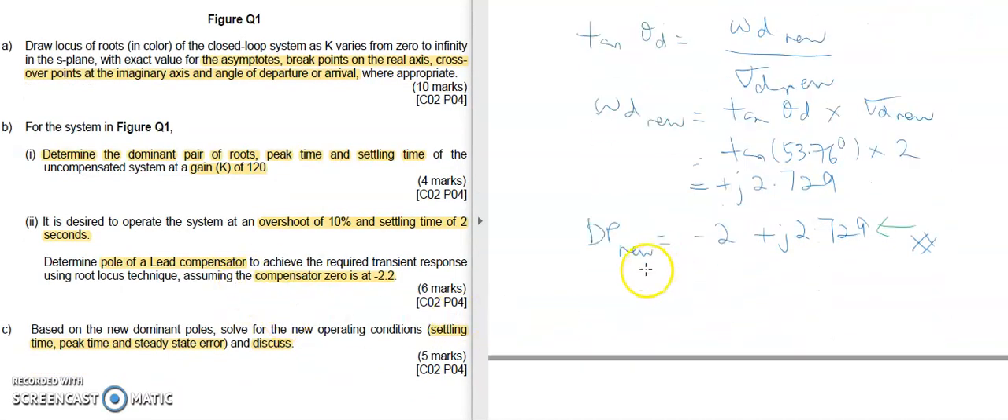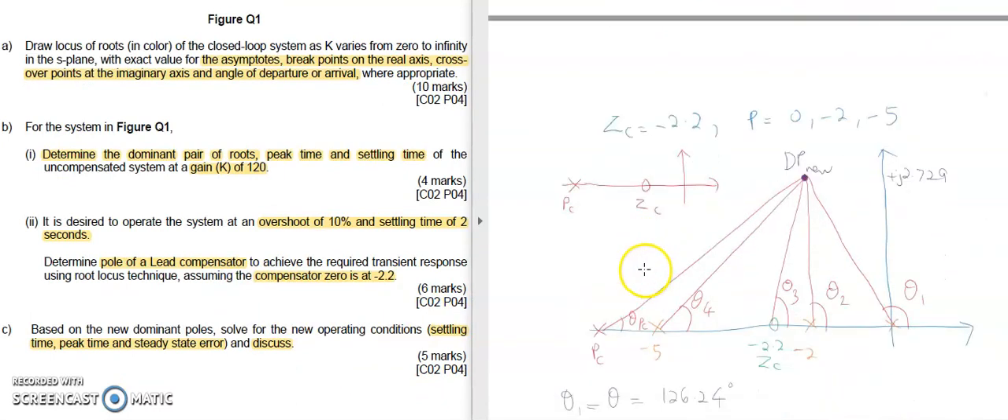Okay. So once you have the new dominant pole, back to the design. Now you can start your design. Determine the pole of the lead compensator. For the lead compensator, you have ZC, which is not at the origin and not close to the origin, and you have a distant pole for the lead compensator. Given ZC is negative 2.2, and this is from the original open loop transfer function.